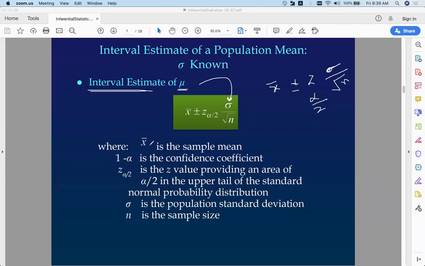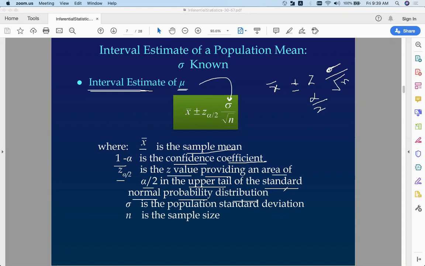So what are the terms? So x bar stands for sample mean. So 1 minus alpha is the confidence coefficient. So we'll come to that. So z alpha by 2 is the z value providing an area of alpha by 2 in the upper tail of standard normal probability distribution.